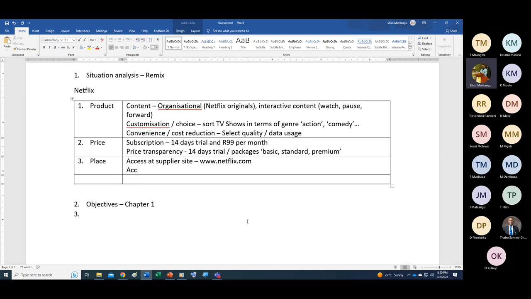And then we've got also access at intermediary. And now with access as intermediary, we are talking about, for example, the Netflix app on Google Play, or maybe it's iStore. Or not iStore, I think it's apps or something on the iOS.